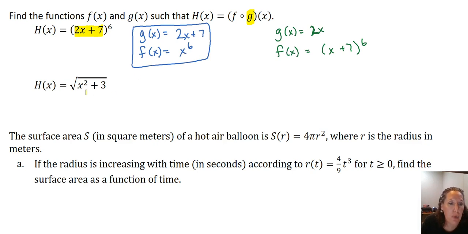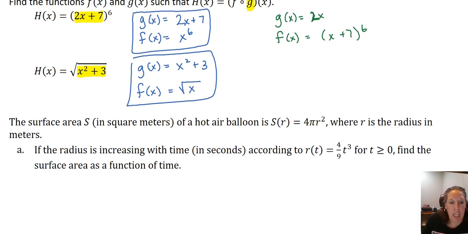All right, our next example, we have x squared plus 3 underneath the square root. And so again, we can make our g of x be that inside function, the x squared plus 3. And if we replace that with just an x, our outside function becomes the square root of x.